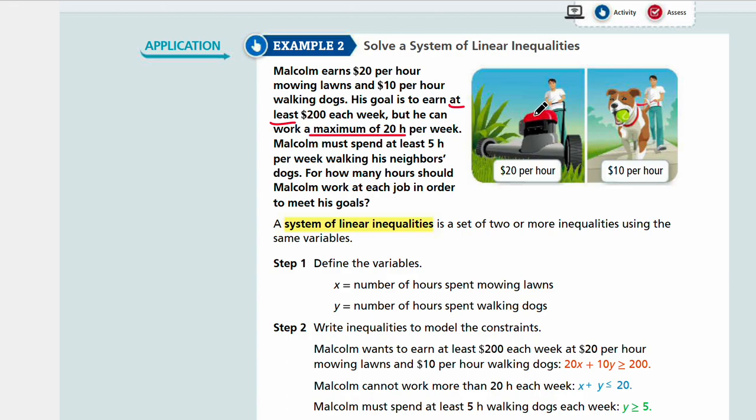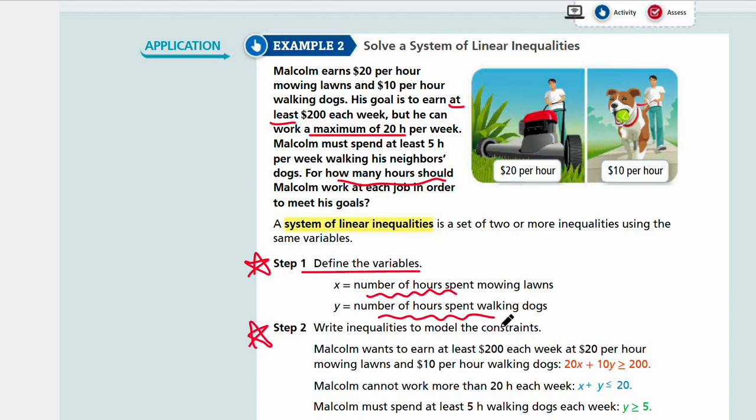And we're going to set variables. So step 1, define the variables. X is going to represent the number of hours spent mowing lawns. Y is going to represent the number of hours spent walking dogs. So they both represent the number of hours because we want to know how many hours he should work for each job.